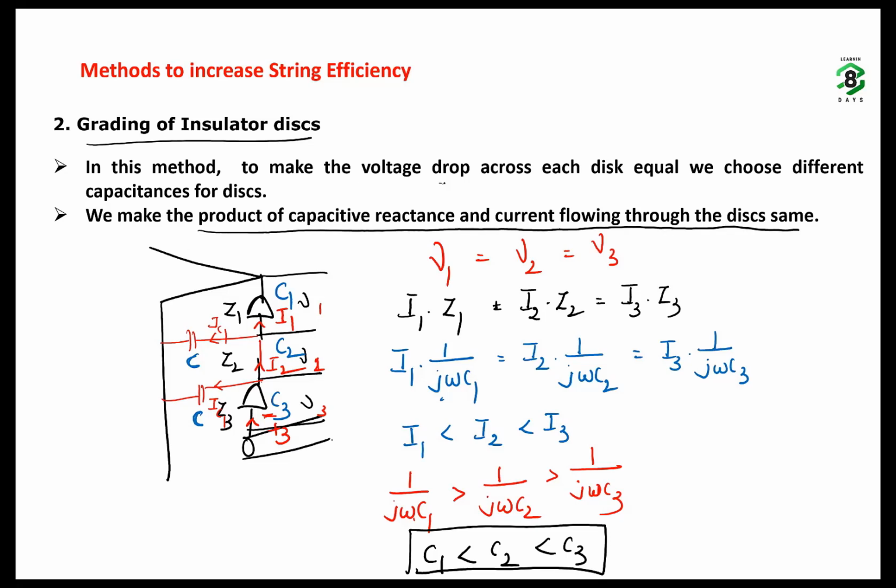If you analyze this, the capacitances must be graded such that the capacitance of the disc connected to the cross arm is the least, and the capacitance of the disc connected to the conductor is the highest. C1 less than C2 less than C3 and so on. So this is called grading of insulators. To calculate these values, there is one shortcut formula. I can derive that, but let us not go into that. I am directly telling you the formula.